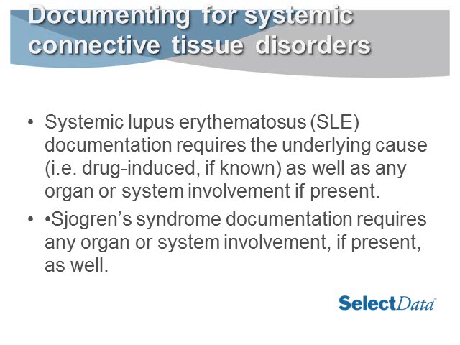When documenting for systemic connective tissue disorders, systemic lupus documentation requires the underlying cause, such as drug-induced, if known, as well as any organ or system involvement present. And Sjogren's syndrome now requires documentation of any organ or system involvement if present as well.